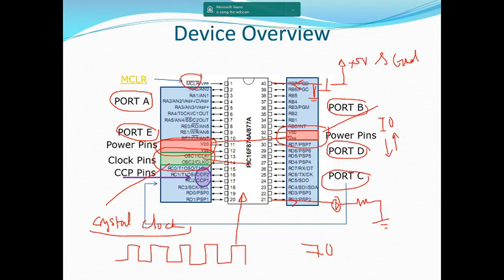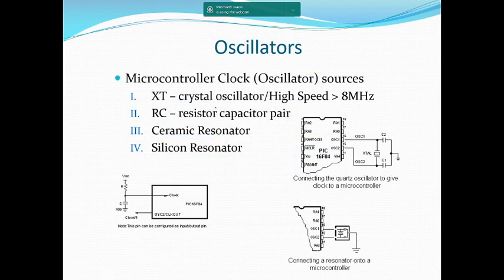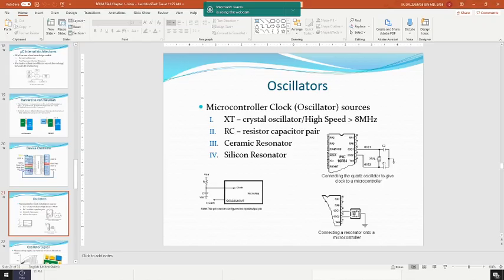So next one. This is the clock, or they call it oscillator. So that's why if I use a slideshow, I cannot see my Microsoft Teams. Let me double check my Microsoft Teams. So if any questions, all right. So I'm going to open up back.